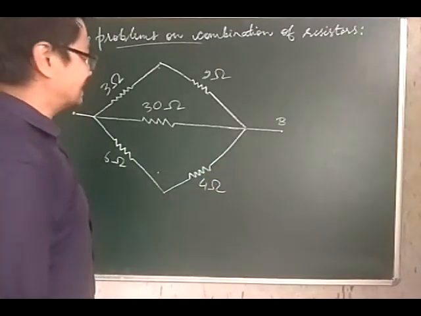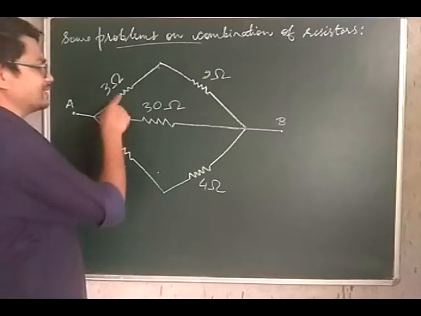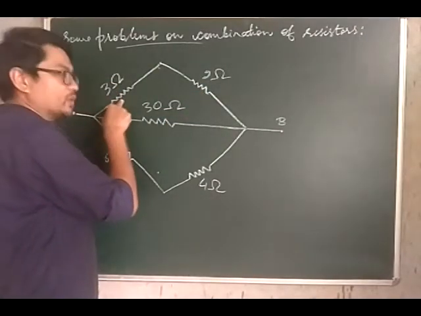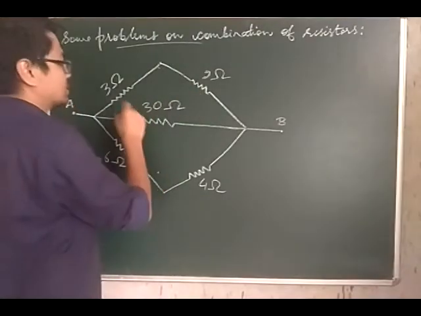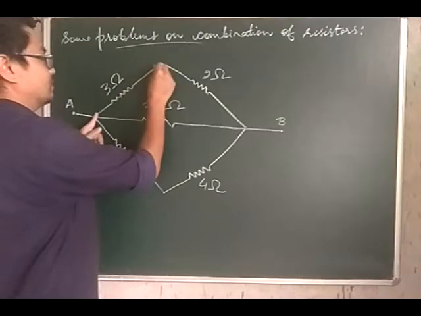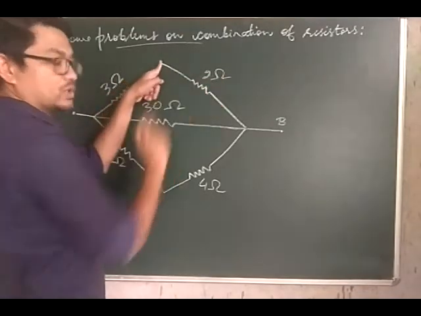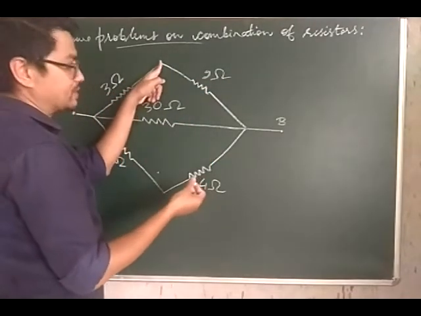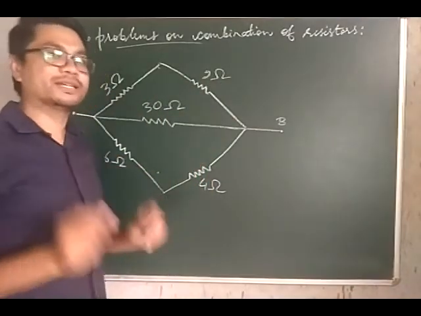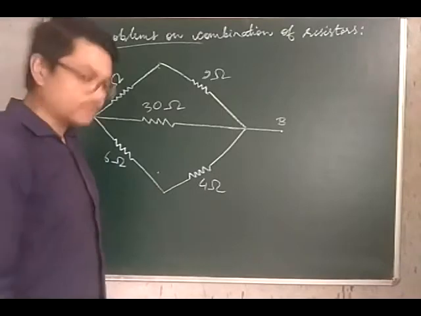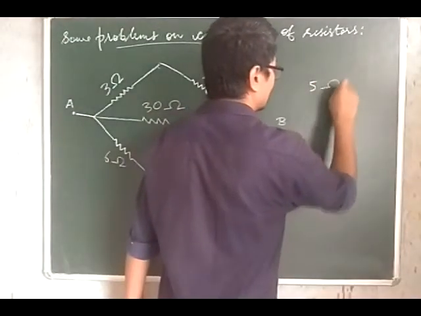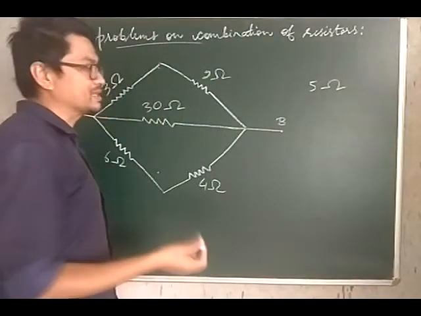So how do we proceed? So you can see, let us start from above over here. This is a resistor of 3 ohms and a resistor of 2 ohms. These two resistors of 3 and 2 ohms are connected end to end. The end of 3 ohms is connected to one end of 2 ohms. So 3 ohms and 2 ohms are in series. The equivalent resistance of these two is 5 ohms because 3 plus 2 is 5 ohms.